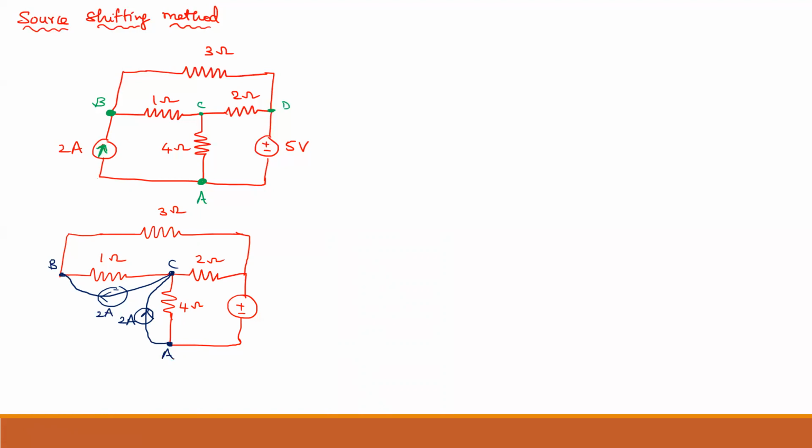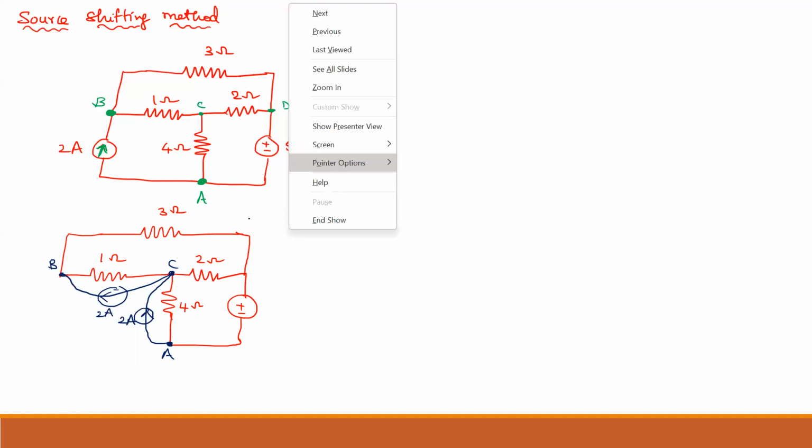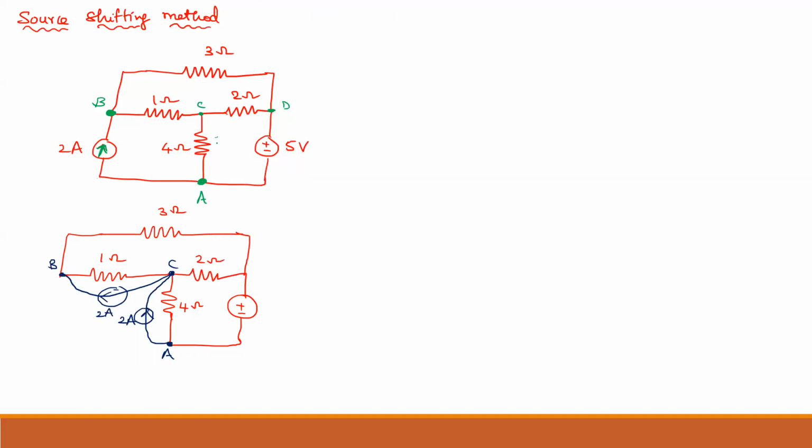Now, for example, they will give that for any one branch you have to find the current. So in this question, they have given: find the current flowing through the 4 ohm resistance. Whenever you get a problem like this, you should not disturb this 4 ohm resistor. You have to keep it as it is. The remaining branches you can simplify. The 2 ampere connected with 1 ohm you can simplify, and the 3 ohm you can simplify.